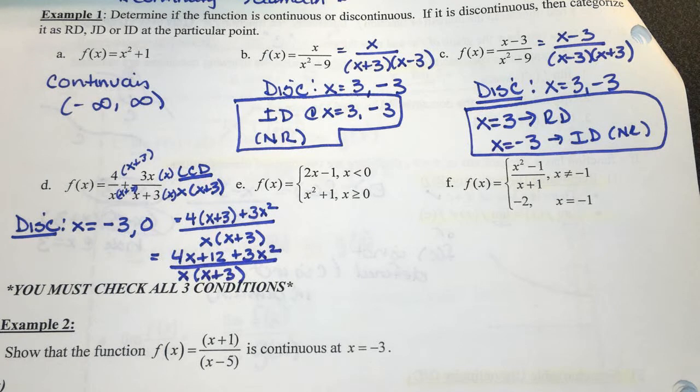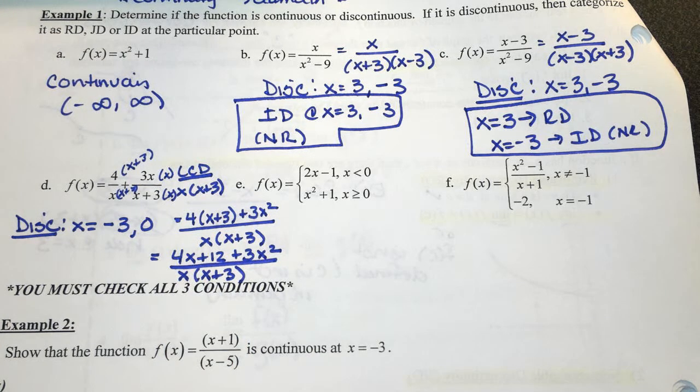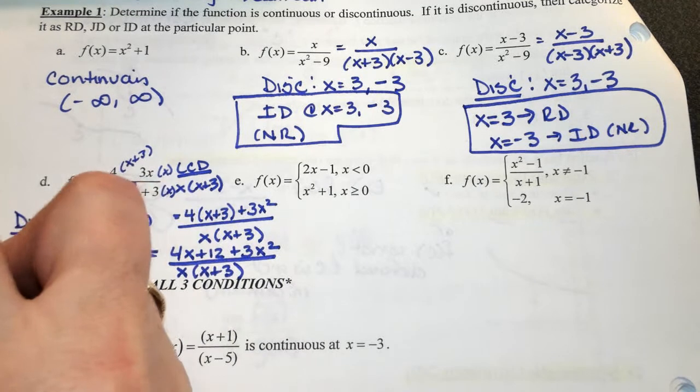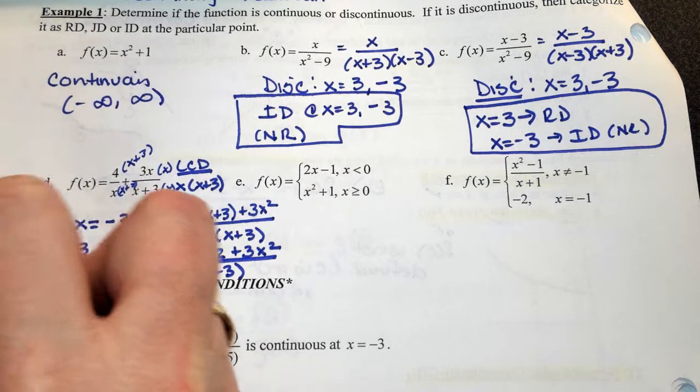So now the big question comes into play. Can you factor that numerator? Because if you can factor that numerator and you end up with a factor of x plus 3 or an x, you know you have a hole over a vertical asymptote. So the question is, can I factor 3x squared plus 4x plus 12? No, you can't. So then what's happening graphically at negative 3, 0? Do I have a hole or do I have an asymptote? Asymptote. So I know I'm going to have infinite discontinuity at x equals negative 3 and 0.